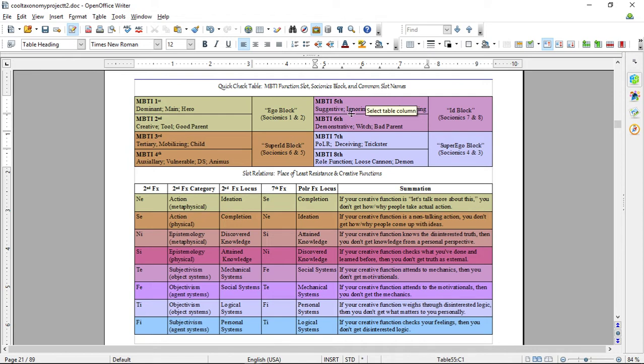All right, MBTI 5th and 6th, these are your shadow functions in MBTI. They're the flip sides of your 1, 2. Called your suggestive function, ignoring function, opposing function, observing function, limiting function. MBTI 6 is your demonstrative function, witch function, bad parent function. For me, this is NI and TE respectively. And they're called the id block in Socionics, and they are 7 and 8 in Socionics respectively. Please don't use Socionics numbering. I should never even put it here because it's so stupid.